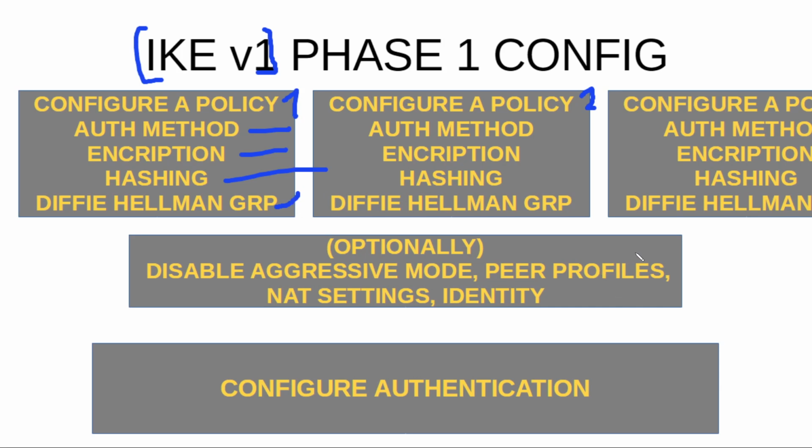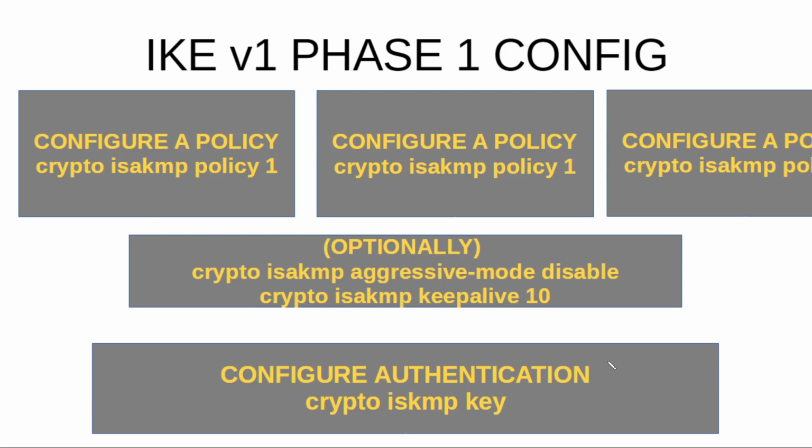Then optionally, you can set up other IPSEC phase 1 settings. This is not mandatory, but what is mandatory is to configure authentication. So these are the commands for phase 1. For instance, crypto ISAKMP policy and the number of the policy for creating policies. These are the commands for some optional settings. And in order to configure authentication, in this case, we're going to go for pre-share key. We're going to use these commands. So let's go and configure that in the actual routers.